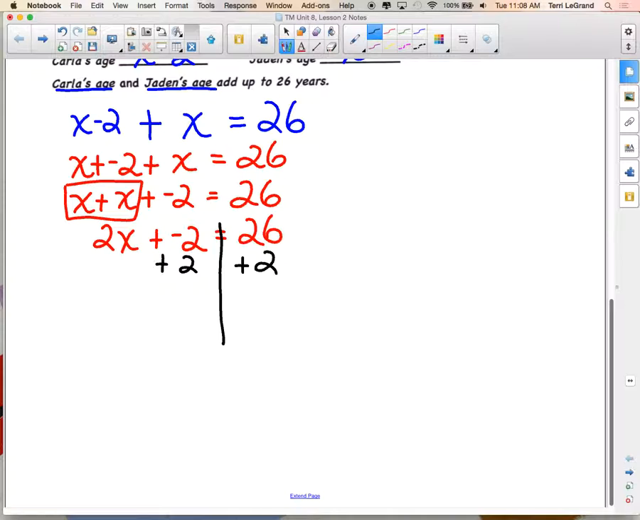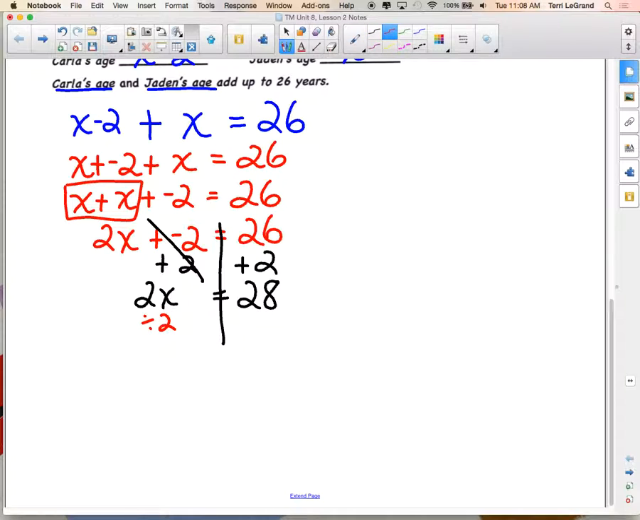Yeah, we need to zero these guys out. The negative 2 says get out of here. So we have to add 2 to make that happen. So now we have that 2x is all by itself like it wants. And 26 plus 2 is 28. Now you divide both sides by 2.